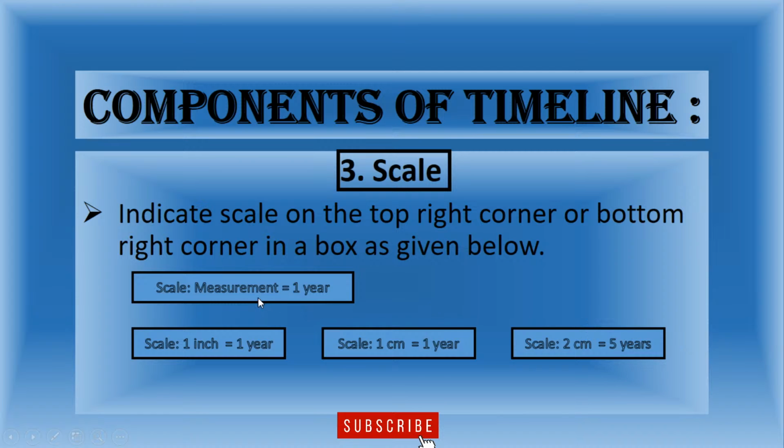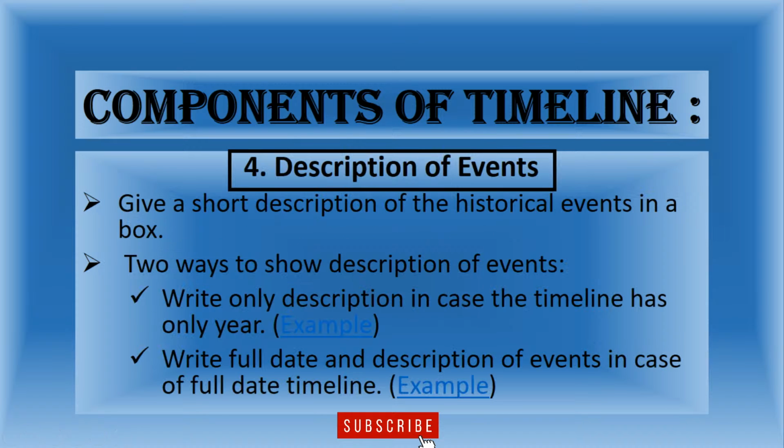And the scale must be kept in a box so that it will be visible clearly, keep it inside the box. After that you write scale, colon, and measurement is equal to time period. So for example, scale: 1 inch is equal to 1 year, or 1 centimeter is equal to 1 year, or 2 centimeter is equal to 5 years. According to your measurement and time period, you have to make it.